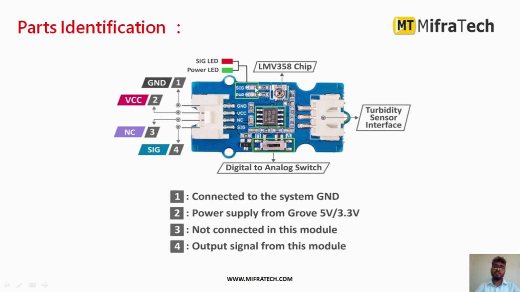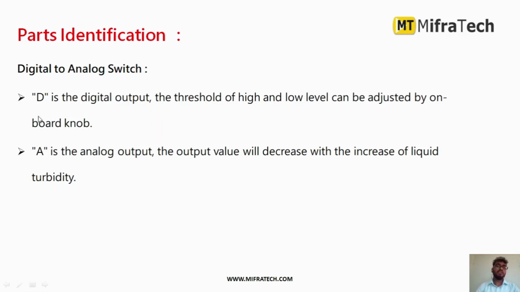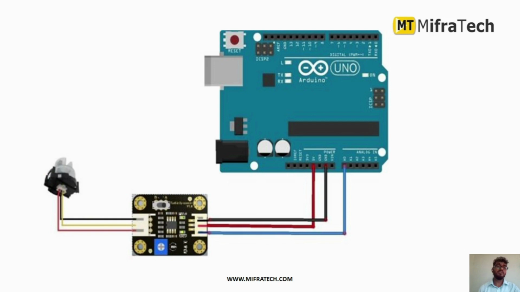So these are the different things present in this module. As I told, the digital to analog switch is used to change whichever output we want to get, either analog output or a digital value. So next we will see how to interface this turbidity sensor to the Arduino Uno microcontroller.